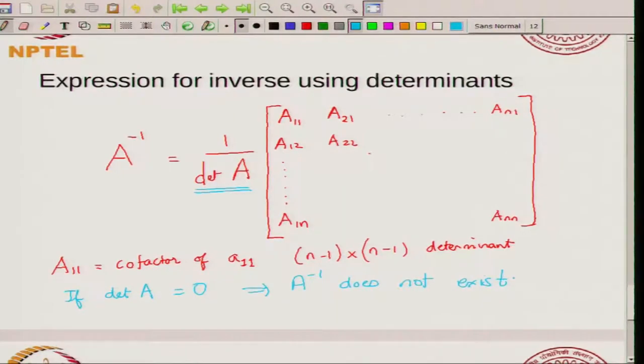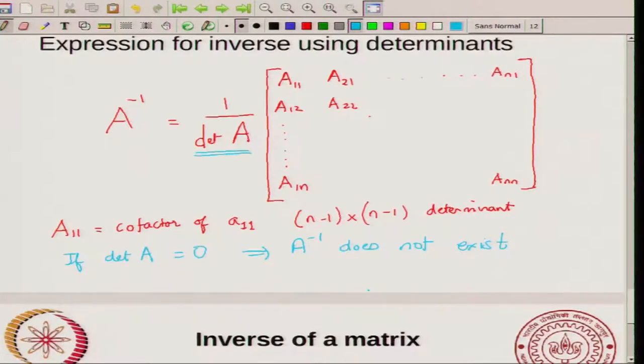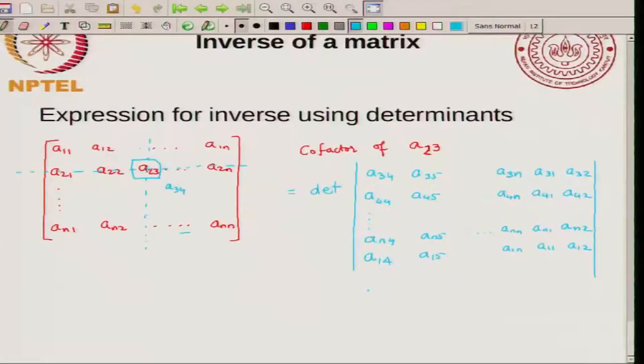Again, a very, very powerful result. If the determinant is 0, then the inverse does not exist. And this is actually a very useful property of matrices, that you can immediately tell whether you can invert a matrix or not by looking at the determinant.